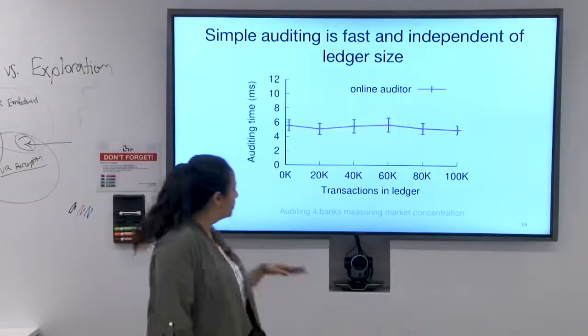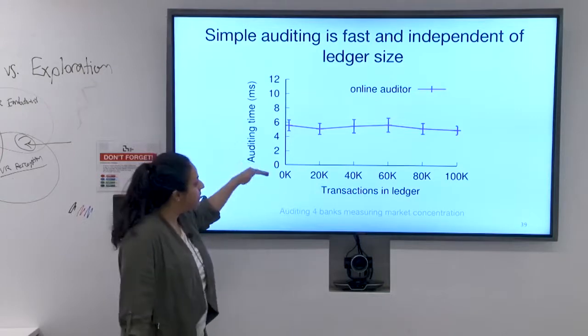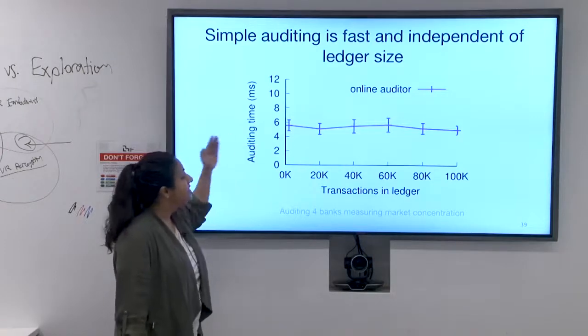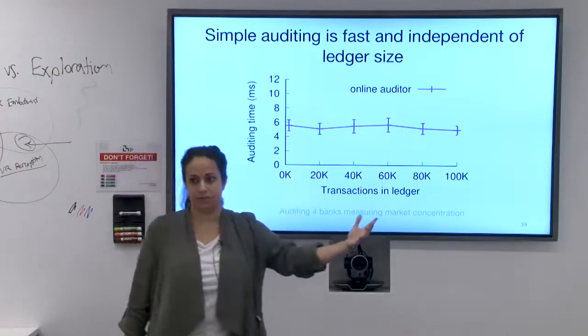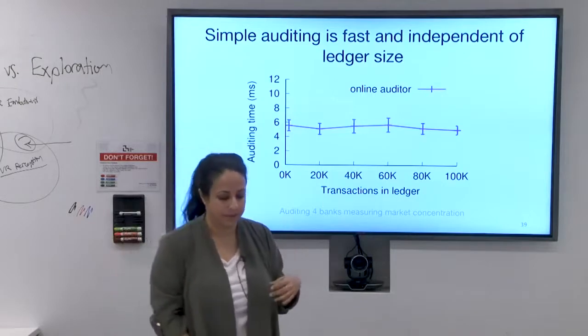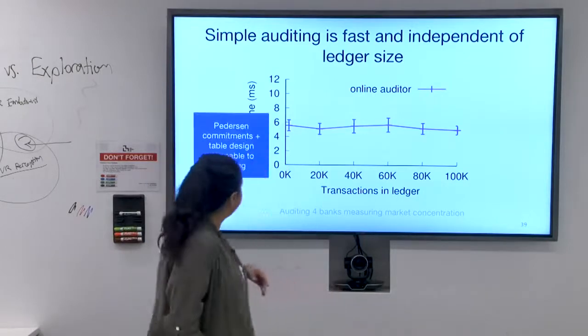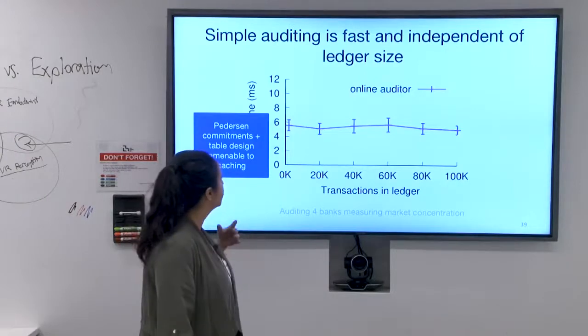And we see here on the x-axis we have the number of transactions in the ledger. The reason that auditing a bank is independent of the number of transactions in the ledger is because of these commitment caches. We can do it really fast, assuming an online auditor who's keeping up with things. Part of the reason for that is because of our design. It's very amenable to caching.